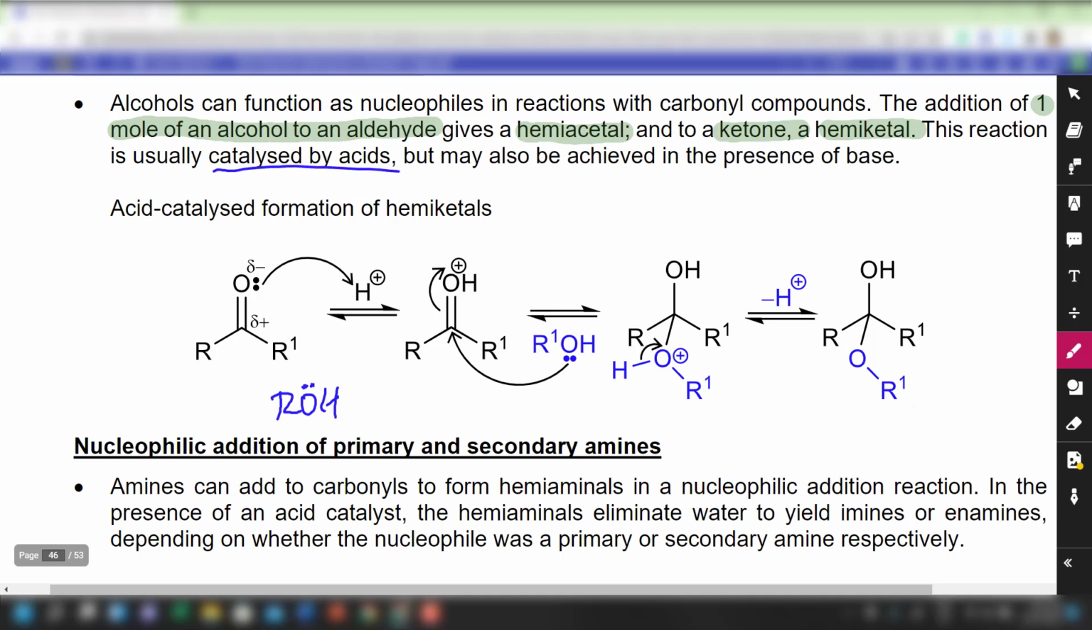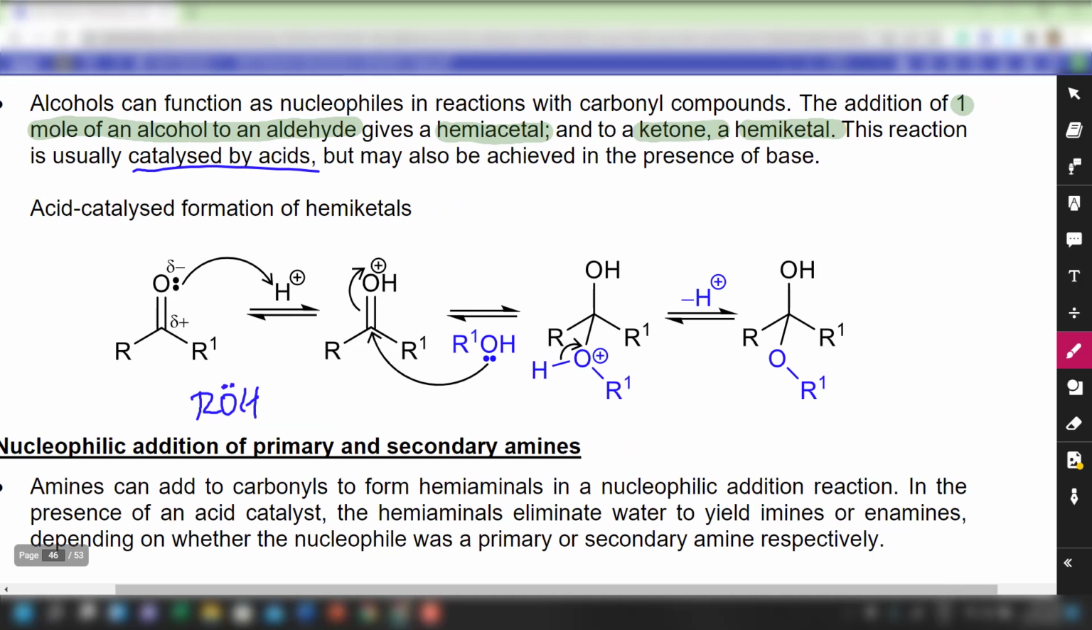Because of that, after protonating with the H plus, the carbonyl oxygen is now more electron withdrawing. So the increase in electron withdrawing ability will make the carbonyl carbon more electron deficient. Therefore, it is now susceptible to nucleophilic attack by a poor nucleophile such as ROH. So in this case, the poor nucleophile now can attack it.